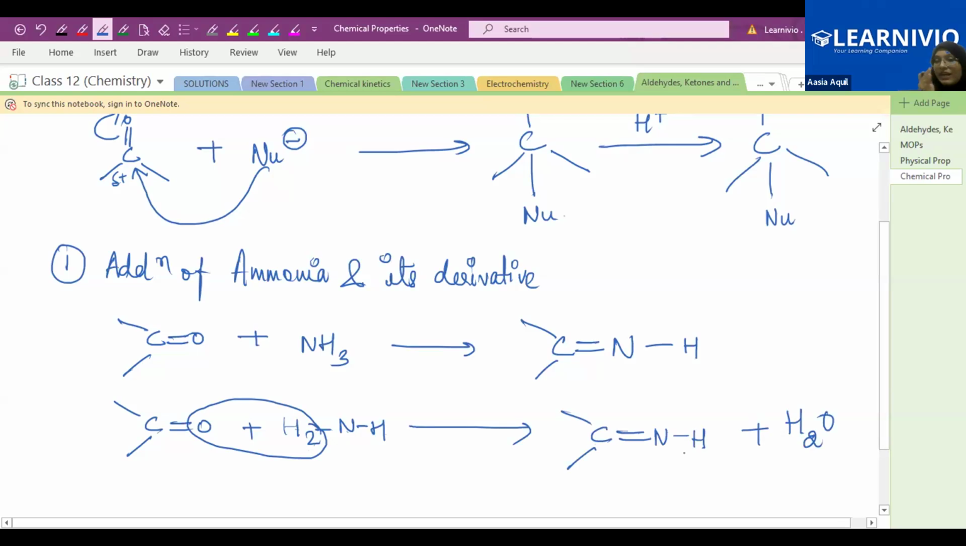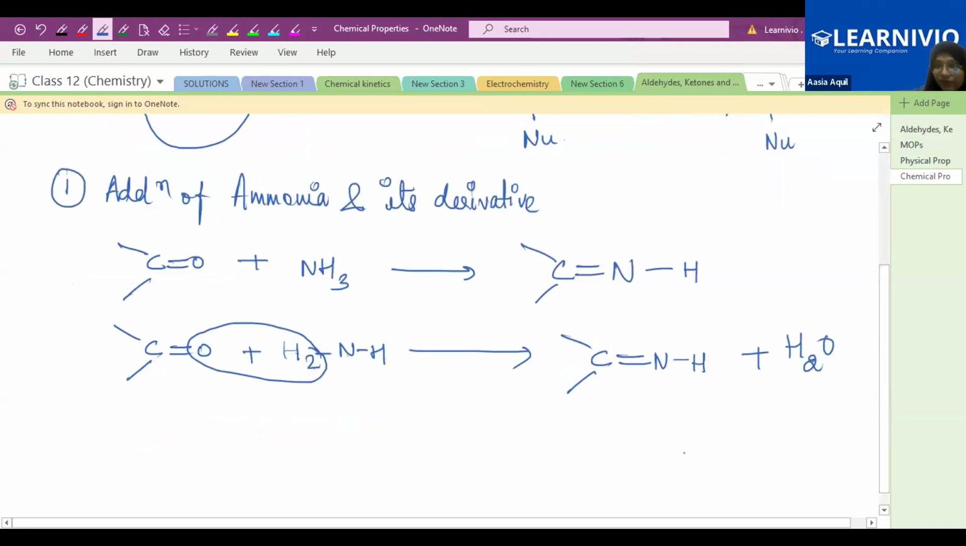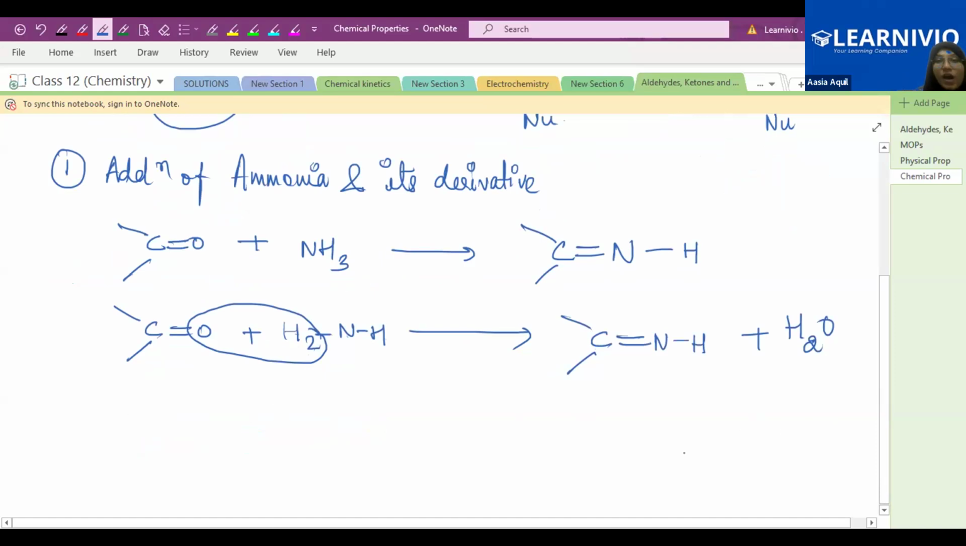So what is this carbon double bond nitrogen? It is your imine. You will get imine over here. So the carbonyl compound, when treated with ammonia, will give you imine plus water. It will give you imine. Is it clear?